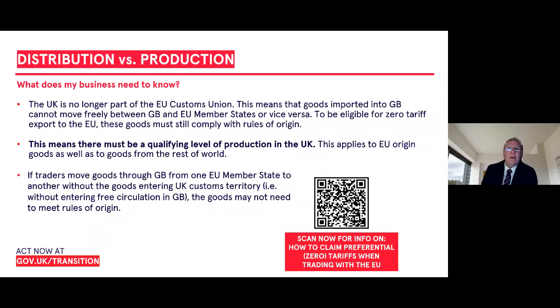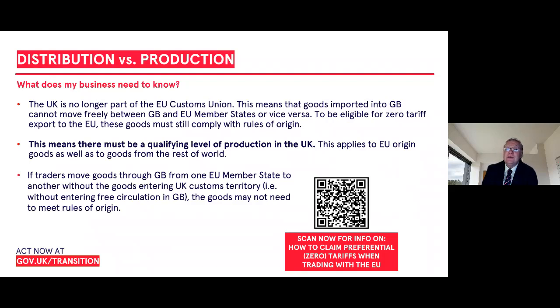The UK is no longer part of the EU Customs Union. This means that goods imported into Great Britain cannot move freely between GB and EU member states or vice versa. To be eligible for zero tariff export to the EU, these goods must still comply with rules of origin. This means there must be a qualifying level of production in the UK. This applies to EU origin goods as well as to goods from the rest of the world.